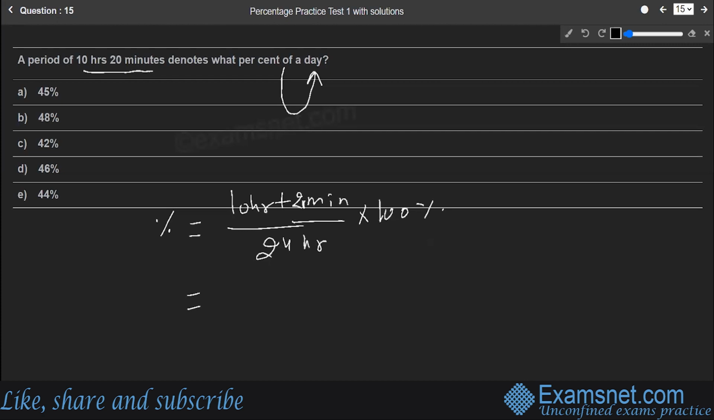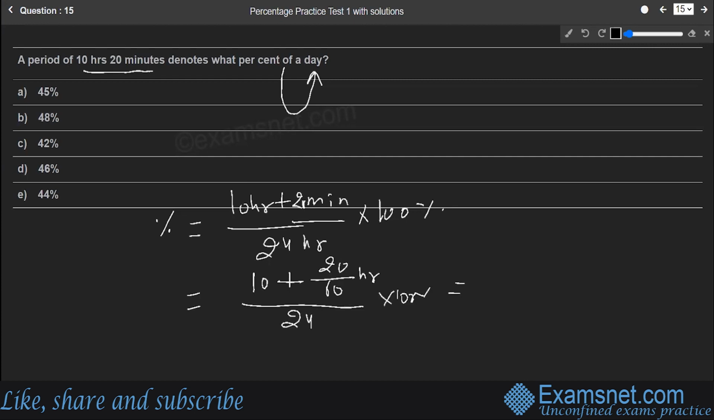Now 10 hours plus 20 minutes, obviously we'll have to convert everything into hours only, because in the denominator I have got hours only. So 10 hours plus 20 minutes can be converted as 10 plus 20 by 60 of an hour, because 20 minutes converted to hours is 20 by 60 always. So 10 plus 20 by 60 divided by, in the denominator we have 24, into 100%.